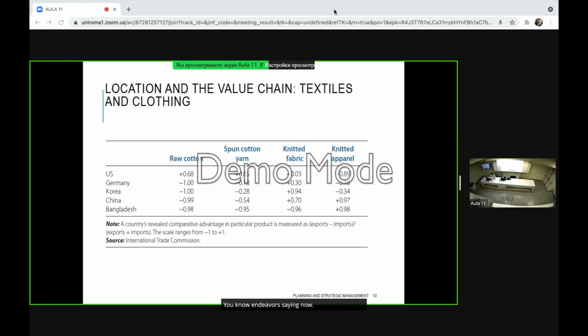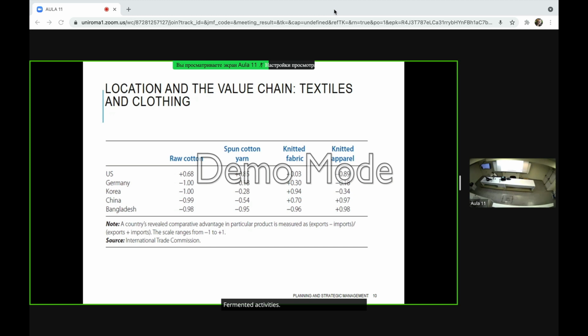In the value chain, internationalization can allow the fragmentation of production across countries. This is, for example, the textiles and clothing industry. The comparative advantage in this case is measured as exports minus imports, divided by exports plus imports, with a range from -1 to +1. You can see that in the phase of the production of raw cotton, the US has a comparative advantage with respect to Germany, Korea, China, or Bangladesh.